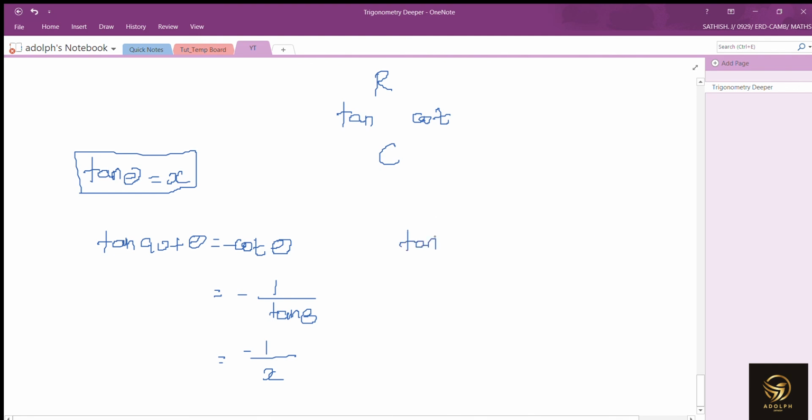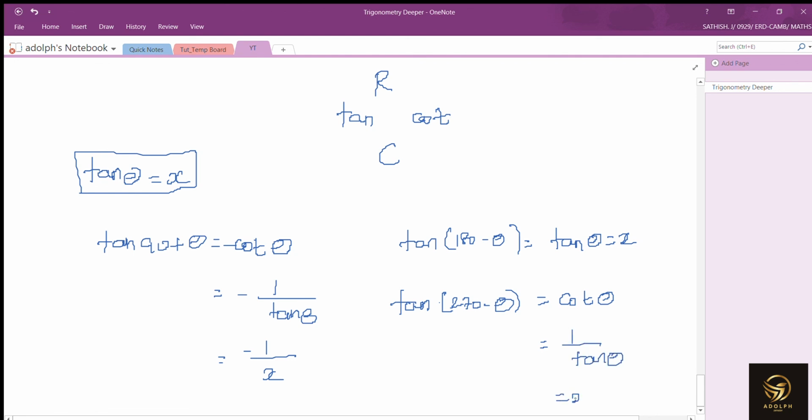Suppose they are asking what is tan 180 minus theta, or tan 180 plus theta, it's so simple, because tan 180 minus theta is going to remain as tan theta, and we can write this as x. Suppose you are writing tan 270 minus theta, how will you write it? Tan 270 minus theta, so tan should be changed into cot theta, positive or negative? 270 minus is third quadrant, so tan is positive, cot theta is positive here. And cot theta can be written as 1 by tan theta, and 1 by tan theta can be written as 1 by x. So this is how the reciprocals are related to each other.